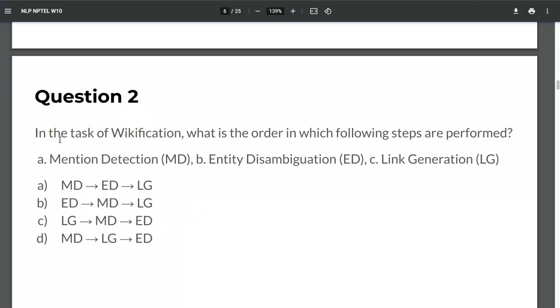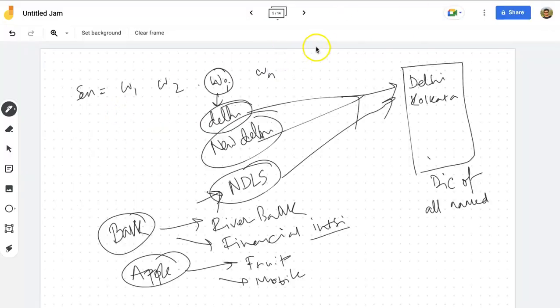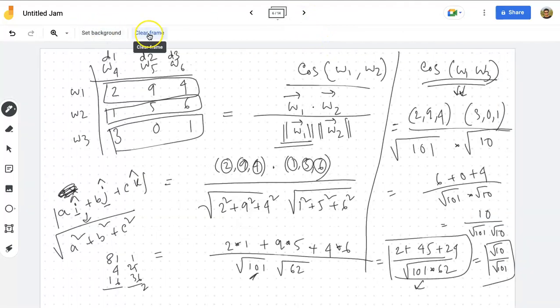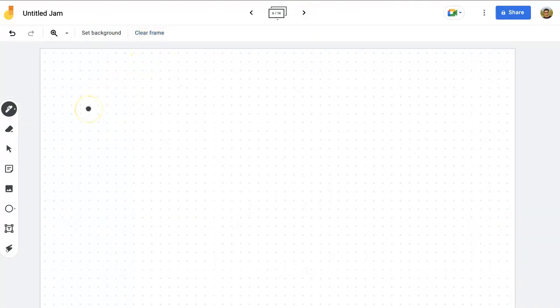Yeah, so again, this is a simple question. So what is this question asking? In the task of wikification, I hope you remember what wikification is. So what is wikification? Suppose someone gives you a sentence. I love apple.